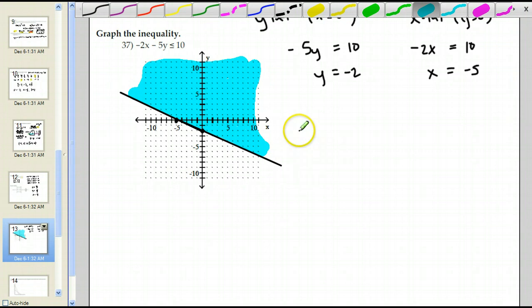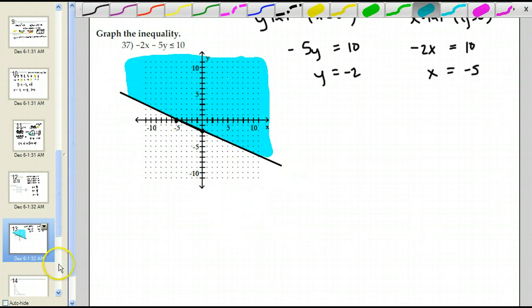Alright, so all that's shaded. That's all part of the solution. And nothing below that line is part of the solution. Now the line is solid because it's an "or equal to." If this were not underlined, if it was strictly less than, then we would have a dashed line right there.